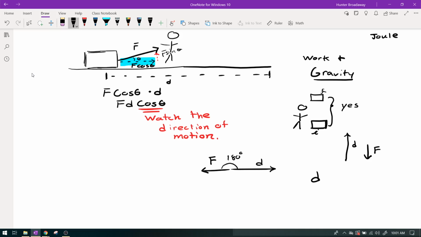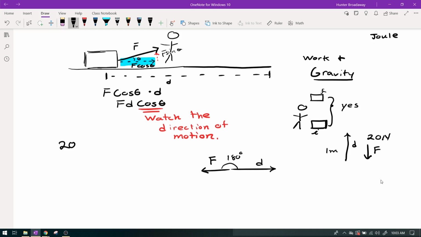Can I erase this? There we go. All right, the force and the displacement are opposite of each other. So if I were to have a force of, let's just say, 20 Newtons, and the displacement is, we can't really go too high, how about 1 meter? Then that's going to be 20 newtons times 1 meter times the cosine of 180 degrees, and that gives you -20 joules.